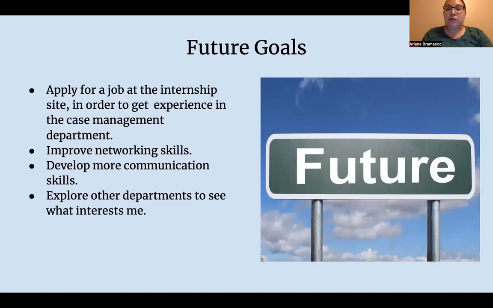So my future goals will be to apply for a discharge coordinator position at my internship site since they are in high demand. I would do this in order to get experience in the case management department. I also want to improve networking skills, develop communication skills, and explore other departments to see if there's anything else that interests me.